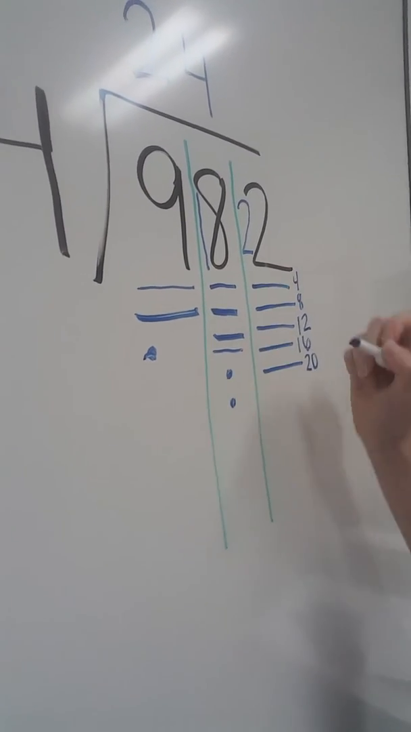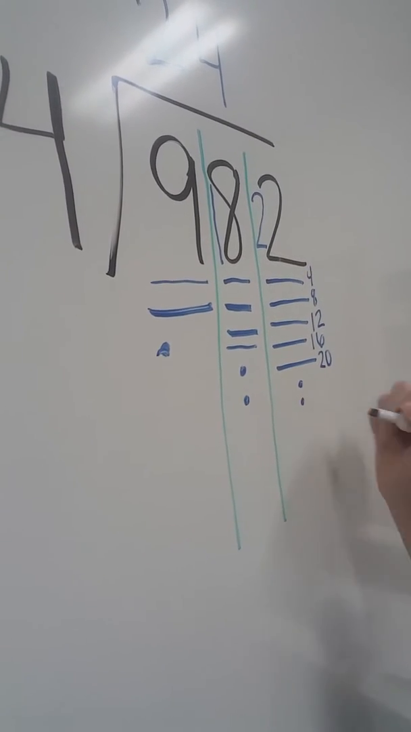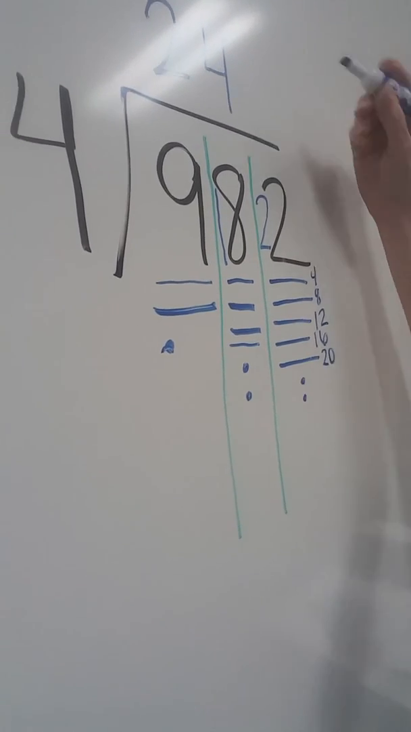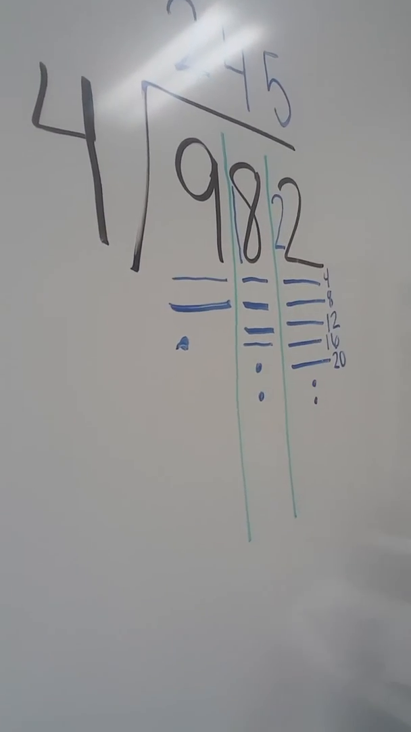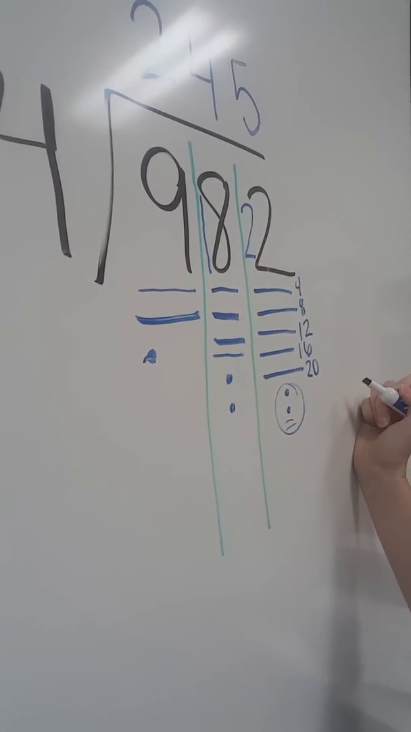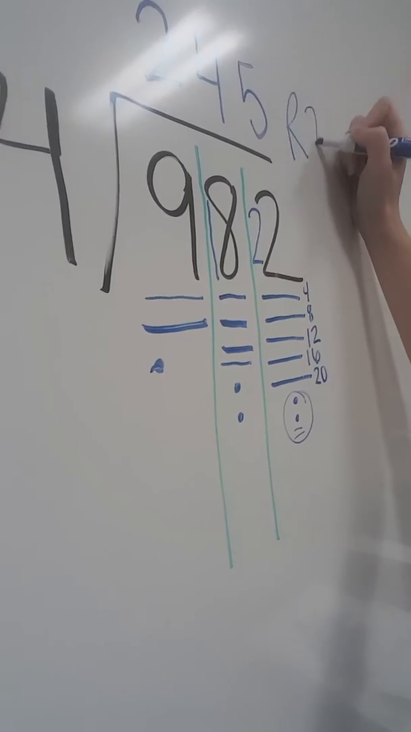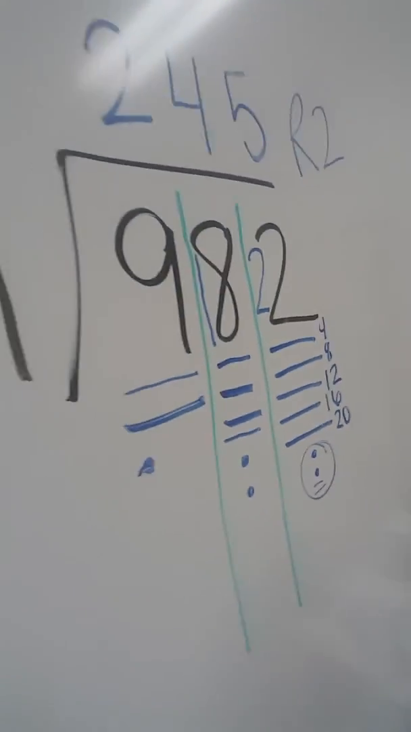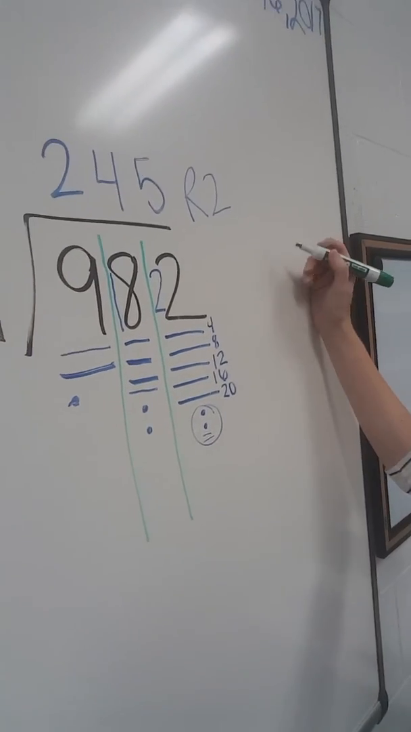So now I need to go 2 more spots again. 1, 2. Count my lines. 1, 2, 3, 4, 5 lines this time. So my number 5 goes on top. I have these 2 dots here left over, so that is my remainder. Remainder 2. Now I'm going to come over here and check my answer.